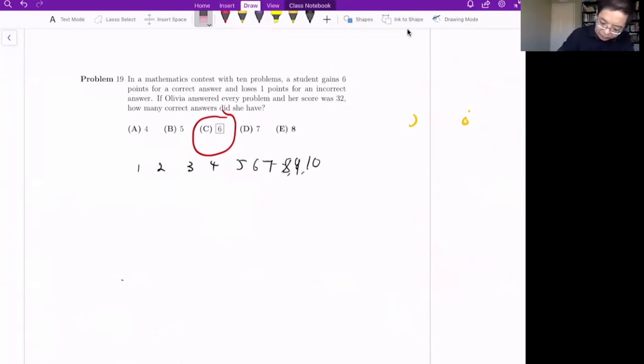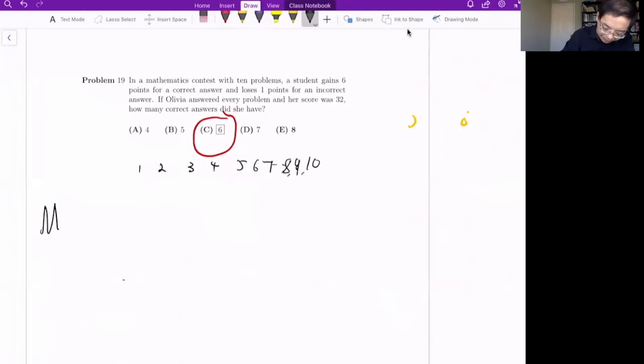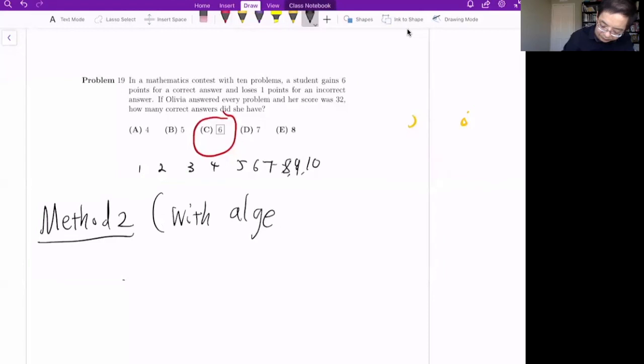Okay, so method 2, with algebra. So what is algebra? Algebra is basically we use letters to represent numbers, and then we combine like terms, combine the same letters, and then we solve equations. Okay, so things like that. So now if I use algebra, I can introduce that.